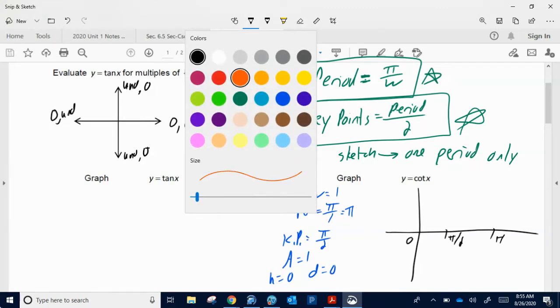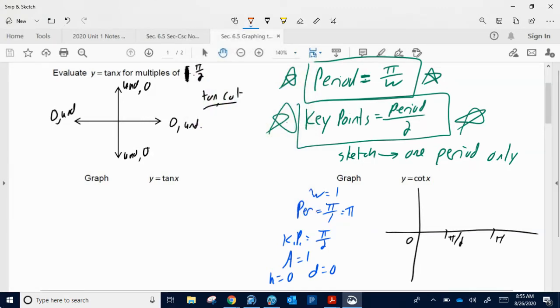As far as what happens on this one, this is a cotangent curve. At 0, we said over on the top left that cotangent is undefined. That's an asymptote.